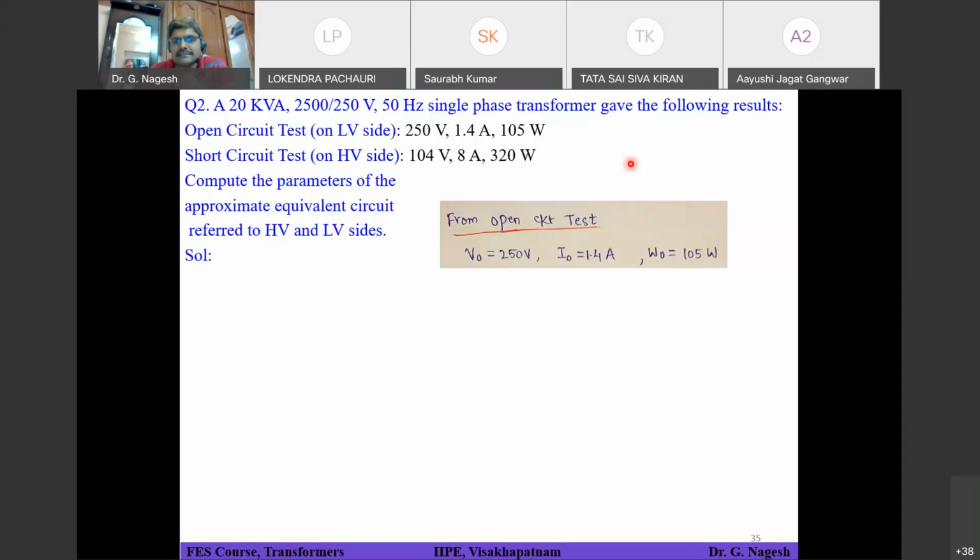So how to calculate RC and XM? To find RC and XM, what should we find first? We first have to find cos theta. So try to find cos theta naught. It's 0.3. Okay, so after that, what do you have to find? IC. So try to find IC and IM also, and then find RC and XM from that. All of you please try to do that. Find cos theta, then find IC, then find IM, and from that RC and XM.